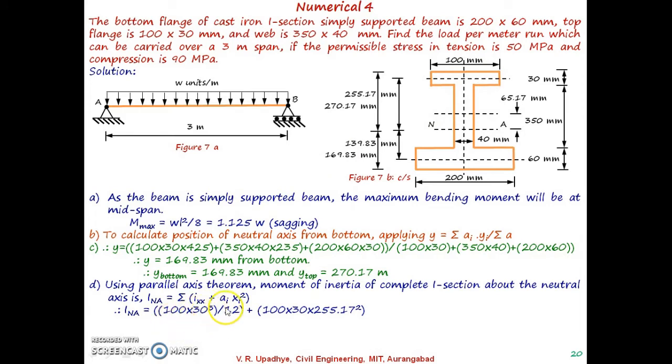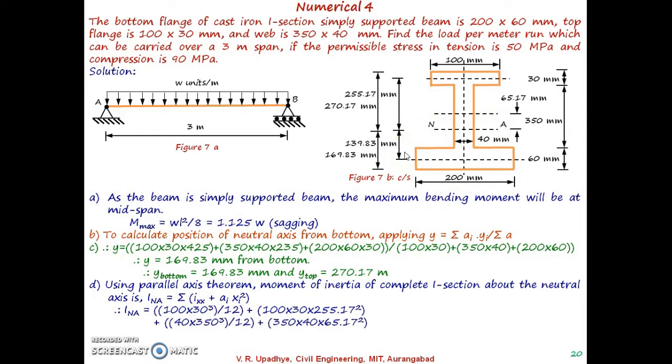So 100 into 30 cube divided by 12, plus area and square of the distance between those two parallel axes. That distance is 255.17 and area is 100 by 30. So that is written over here, 100 into 30 into 255.17 square. That gives us the moment of inertia of that top flange about the neutral axis.